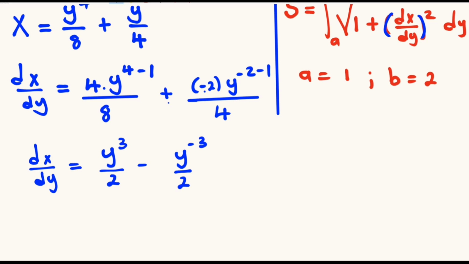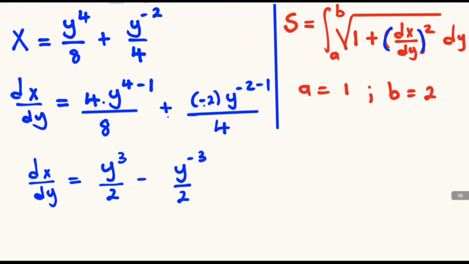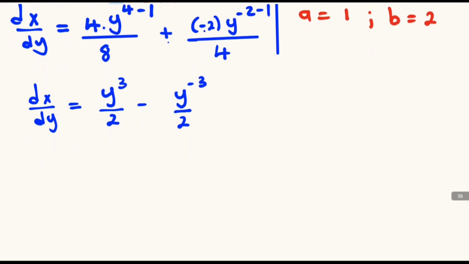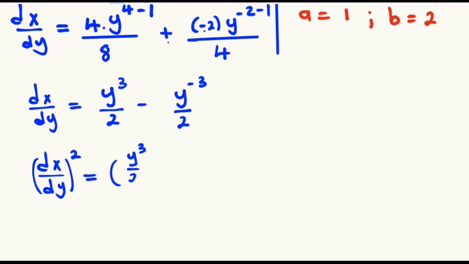From here on, in our formula for the length, the dx divided by the dy is squared, so we also have to square the derivative of x with respect to y. So this will be squared, and what we do on the left hand side we also have to do on the right hand side, so we also have to square the right hand side.